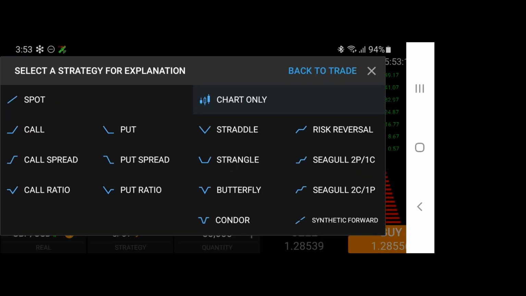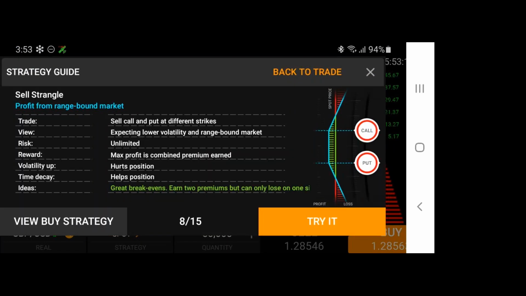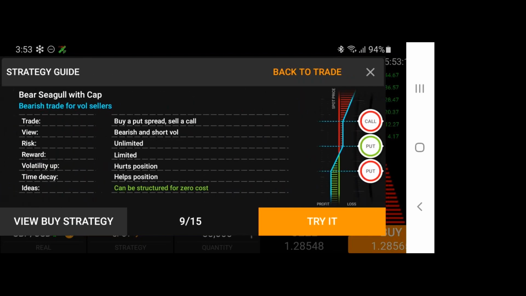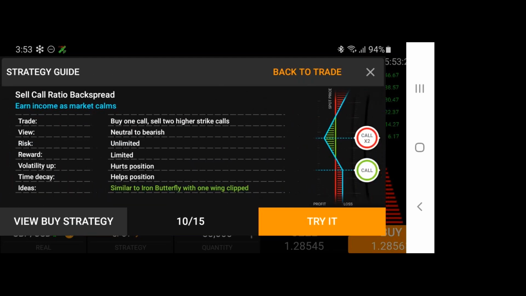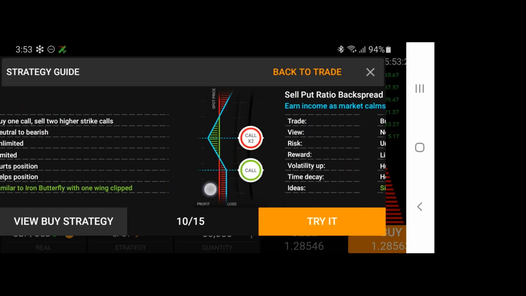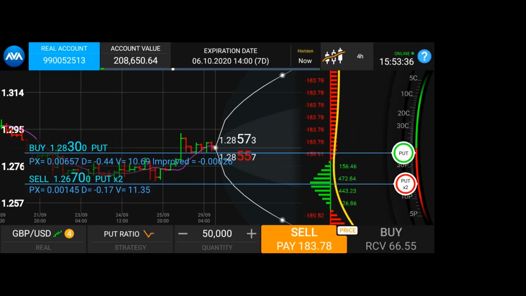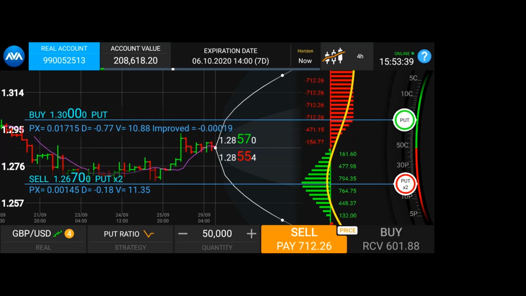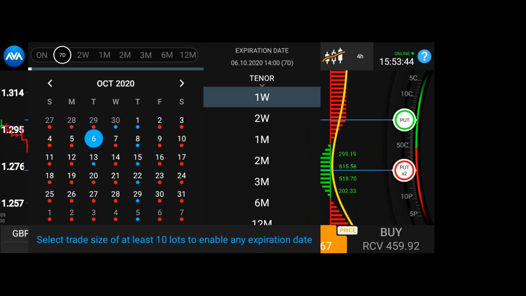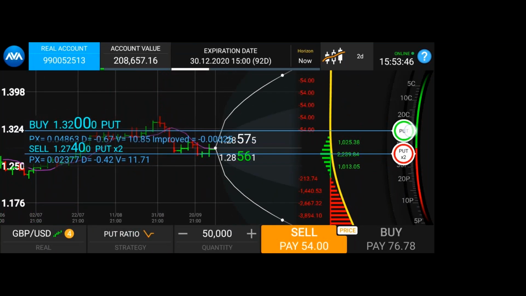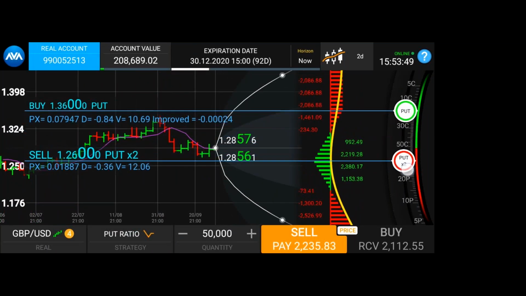Strategy guide, what's a strangle? What does selling a strangle look like? I can swipe. What's a seagull? All these different strategies. What's a call ratio backspread? If you want to impress your friends. Put ratio backspread. You think that looks interesting and you want to try it, you click try it, and it opens that strategy in the trading screen, and you get something wacky that looks like that. I can change my expiration date at the top to 3 months, still have the same strategy, and as I move my strikes, everything updates.